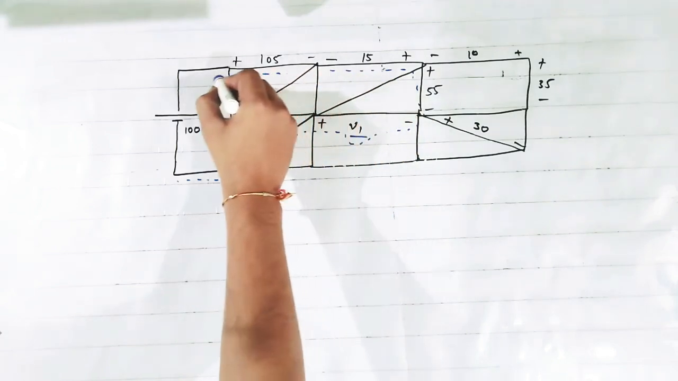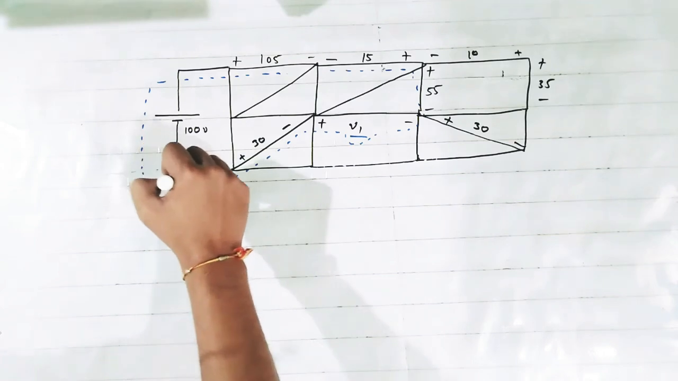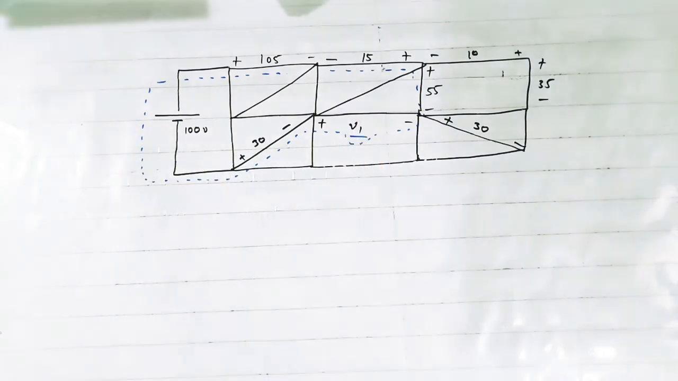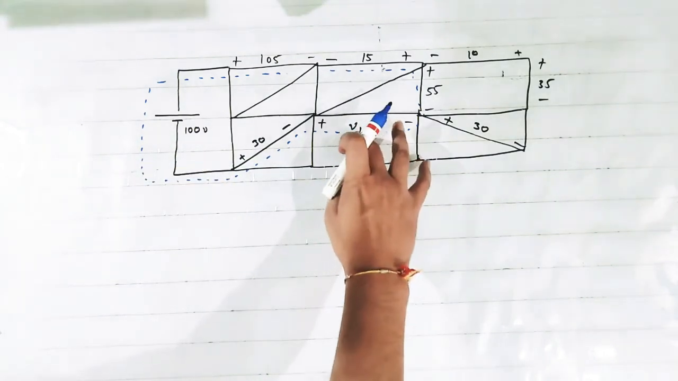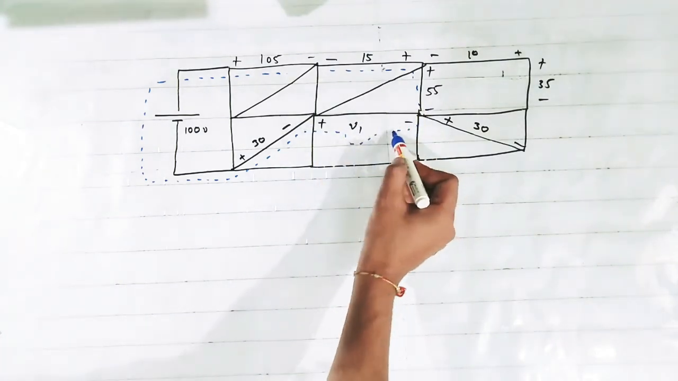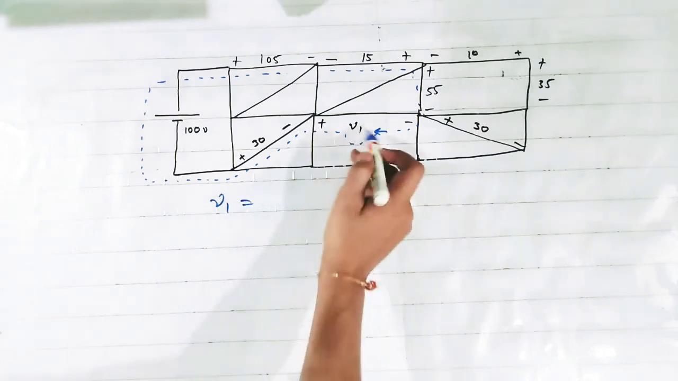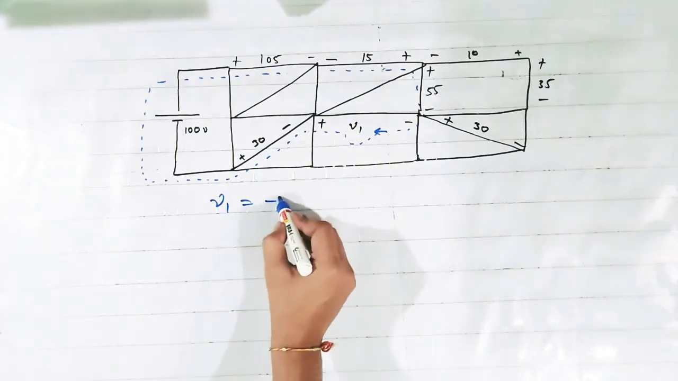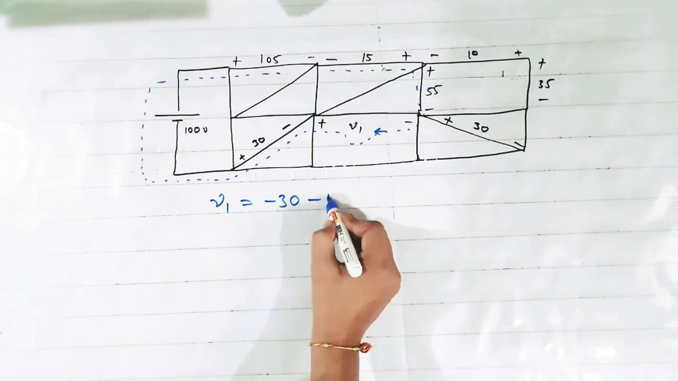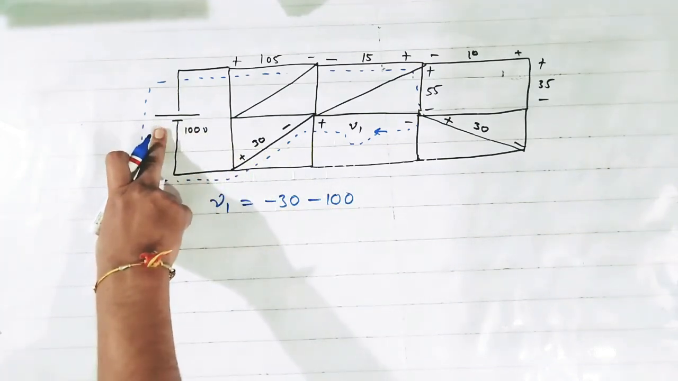Now we can clearly see that when we traverse through this path, only V1 is unknown. So we will apply KVL in this loop. When we apply KVL, we are moving here. So we can write V1 is equal to this minus 30, minus 100, this is minus 100, negative terminal is encountered.